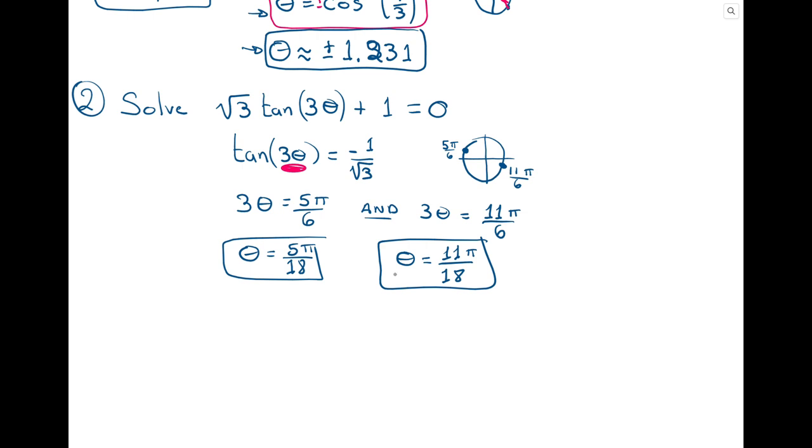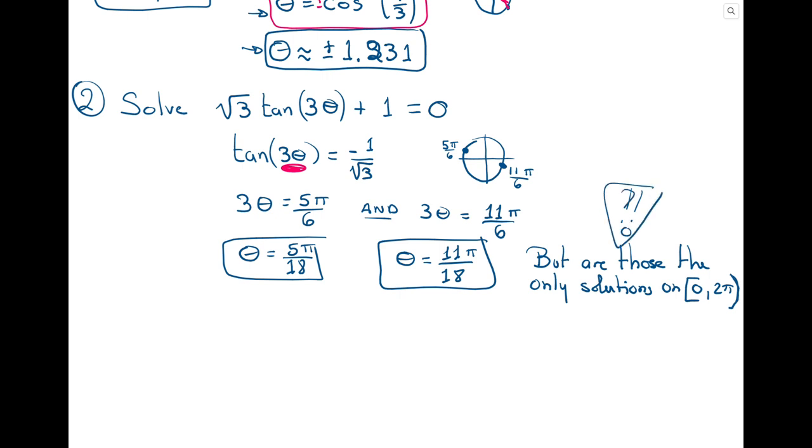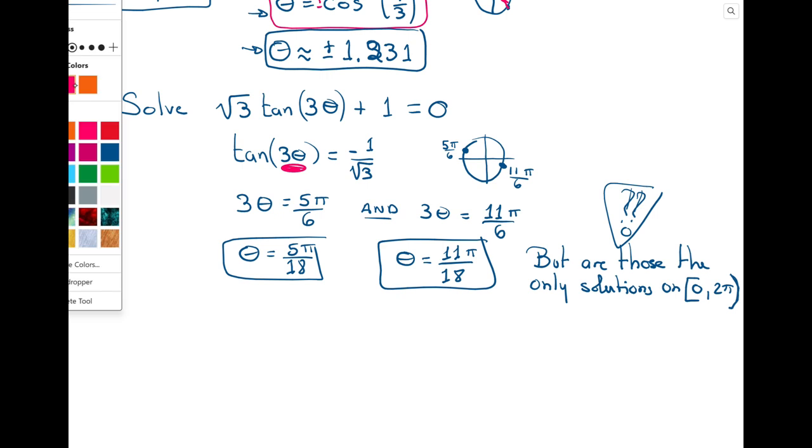We're going to ask ourselves, see, we're dividing by 18 now, so now we're wondering, but are those the only solutions on 0 to 2 pi on that interval, right? We want to know, are those the only ones? And they're not. And we're going to see that in a little bit, but they're not the only ones, right? So now we're going to do the general solution.